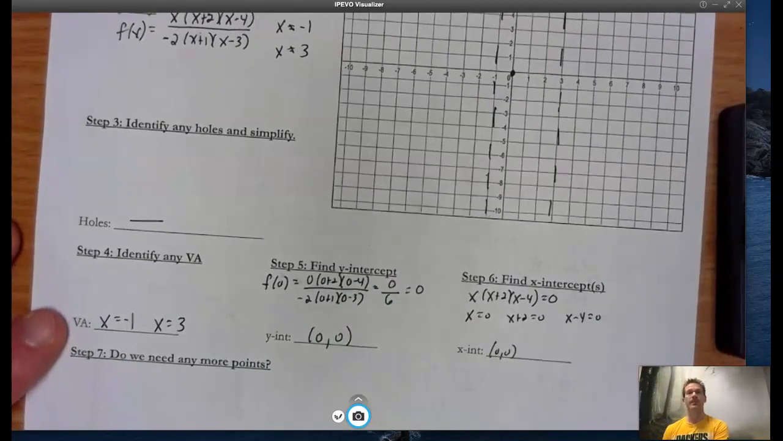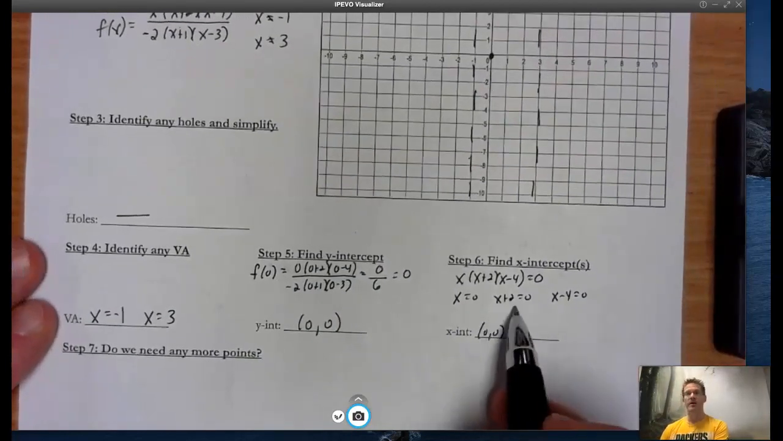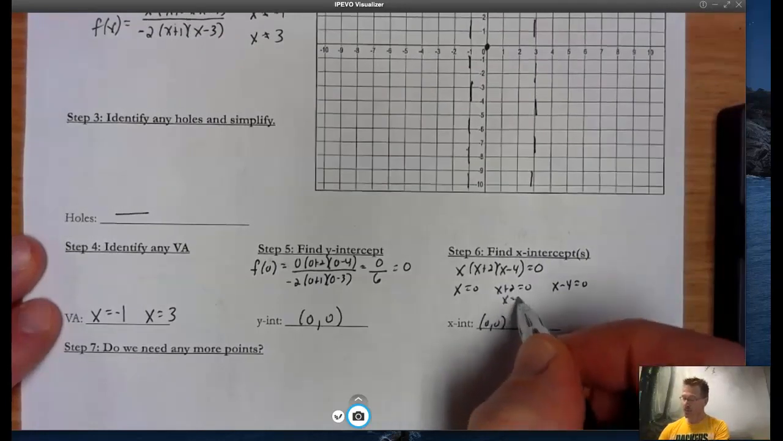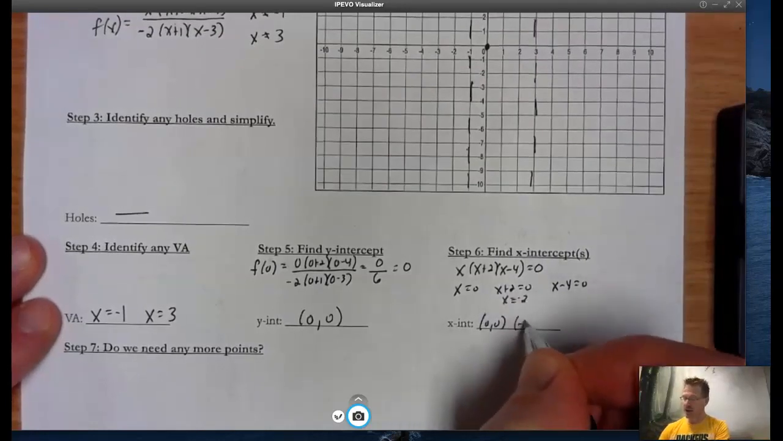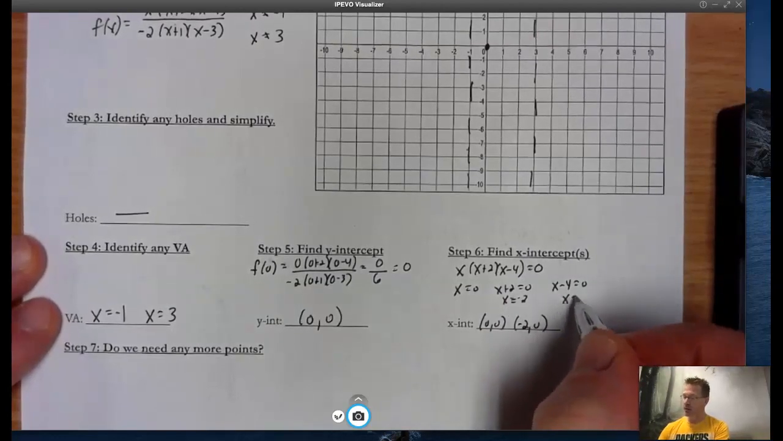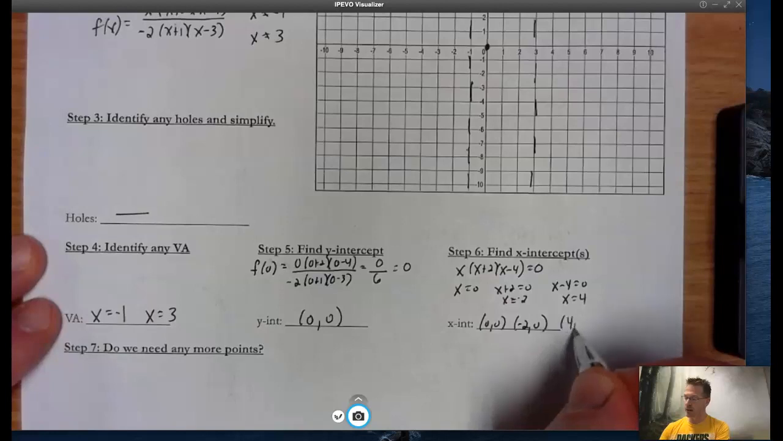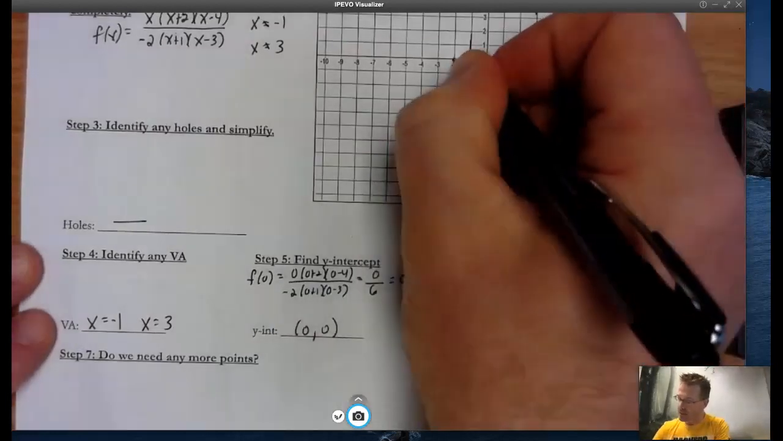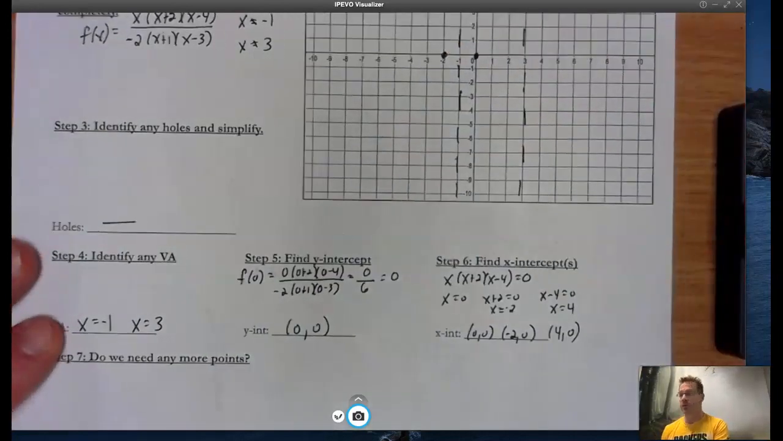0, 0. When we look at our second factor here, negative 2 would make that 0. So then our second intercept is negative 2, 0. And then we look at this, x equals 4. So we end up with 3 x-intercepts. So I'm going to plot negative 2, 0 here, and then I'm going to plot 4, 0, which is out here.